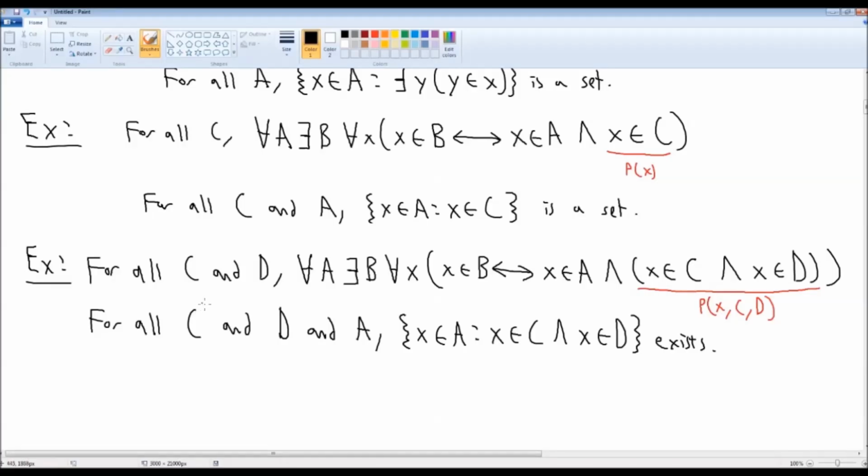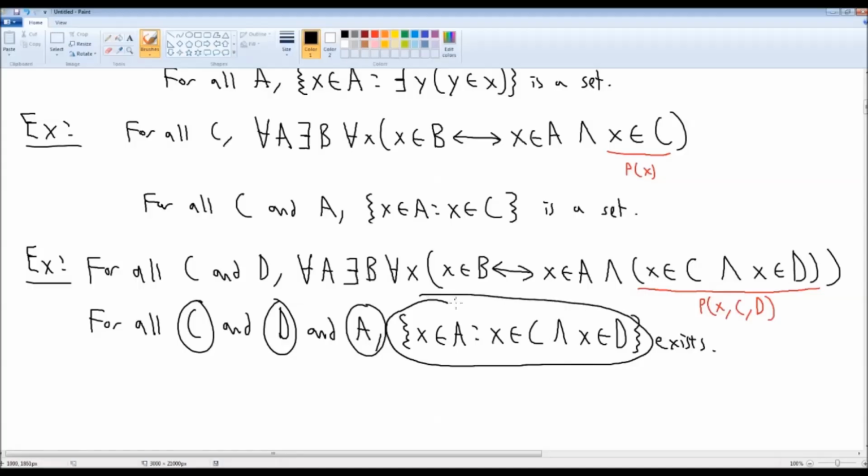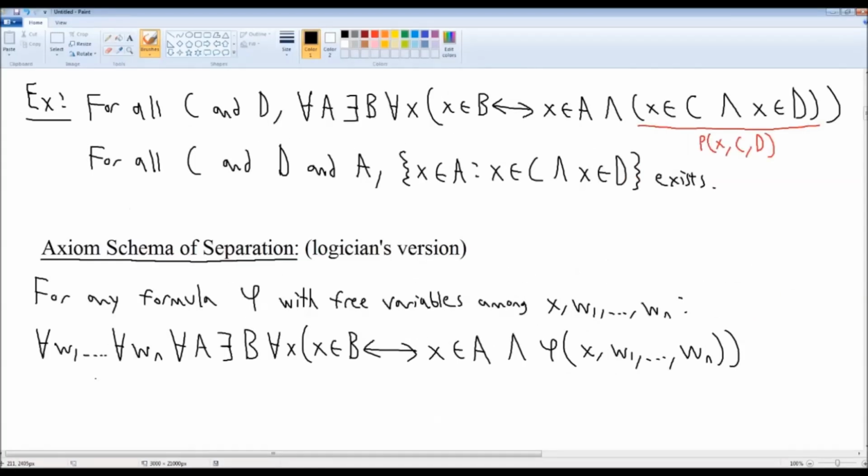So in other words, for any set C and D in A, this set exists. In general, the Axiom schema of separation can be stated more formally like this. For any formula where the free variables are not just X, but potentially also a bunch of other ones, these W's, this is an axiom. In our previous example, our C and D are like W1 and W2.